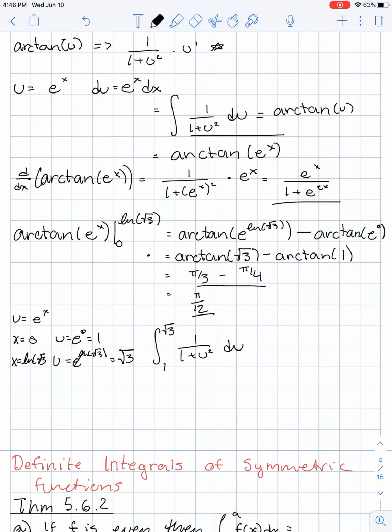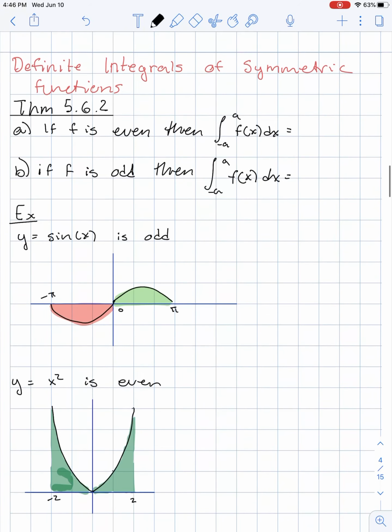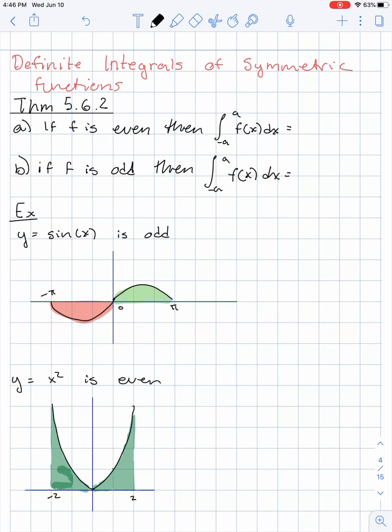And yeah, all right. So now we're going to move on to a fun fact about definite integrals. So theorem 5.6.2. Well, first, now we're on to definite integrals of symmetric functions, right? A function can either be even or odd or neither. So if f is even, that means that f of a equals f of negative a. What do you think about the antiderivative?